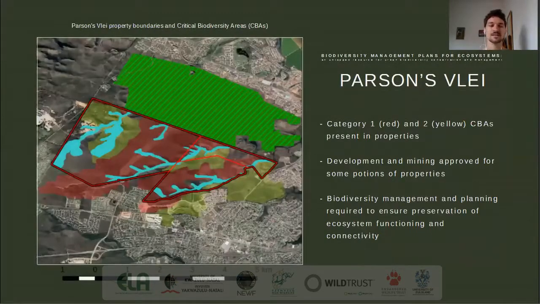The Parsons Vlei consists of Category 1 and Category 2 critical biodiversity areas that are prone to being fragmented under development. So currently mining is taking place in the area, as well as the development of infrastructure such as roads, as well as some housing.